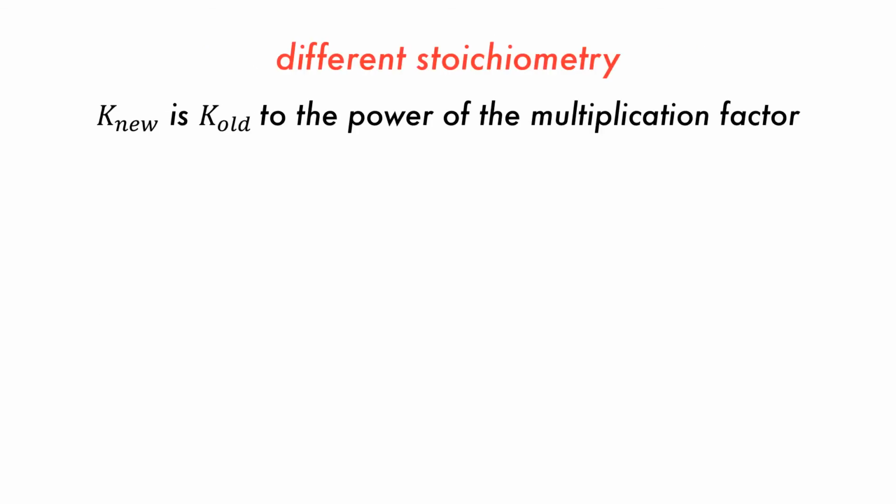So, in summary, if the same system is described by different stoichiometric coefficients, then the Kc of the new stoichiometry is equal to Kc of the original system to the power of the multiplication factor that describes the difference between the two sets of stoichiometric coefficients.